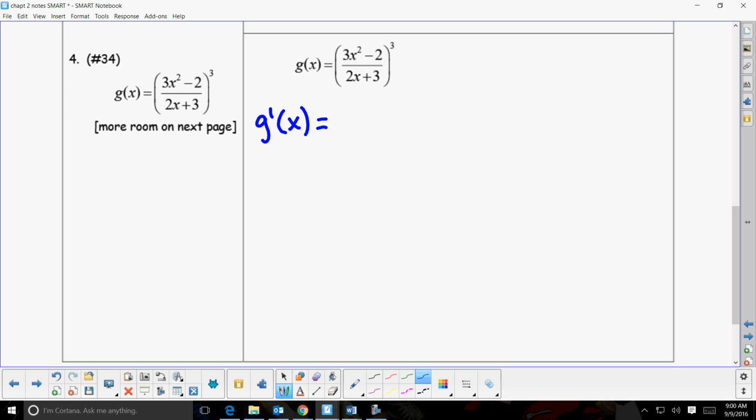Okay, so we ignore that part. We pretend like it's just an x when we do the derivative of the outside. Get that part? So that's the derivative of the outside, times now the derivative of the inside. Now is when I do the quotient: low-D high minus high-D low, all over low low.